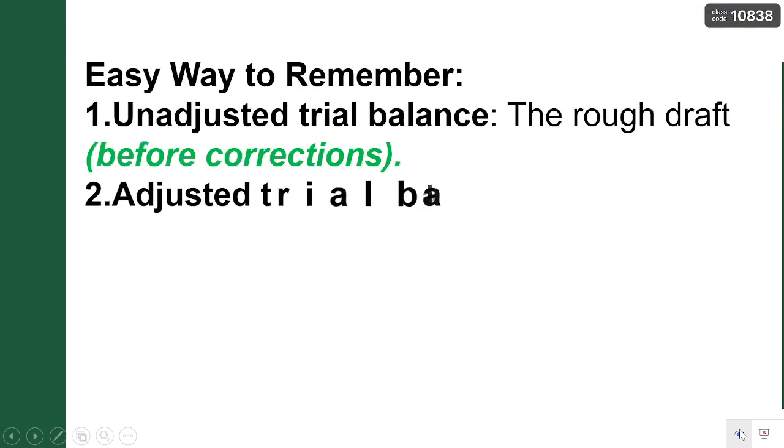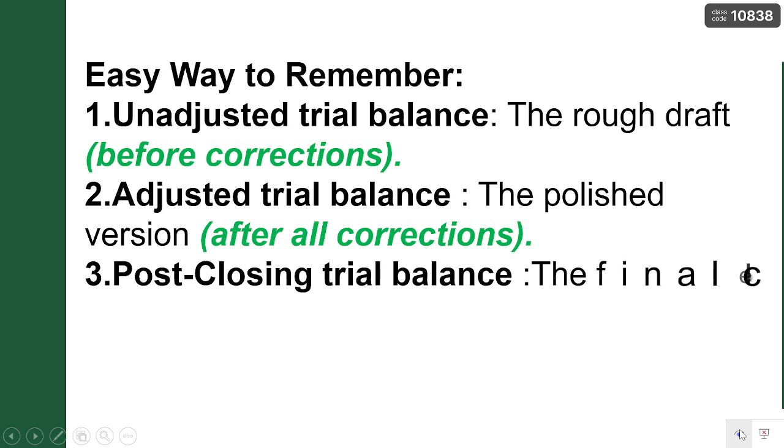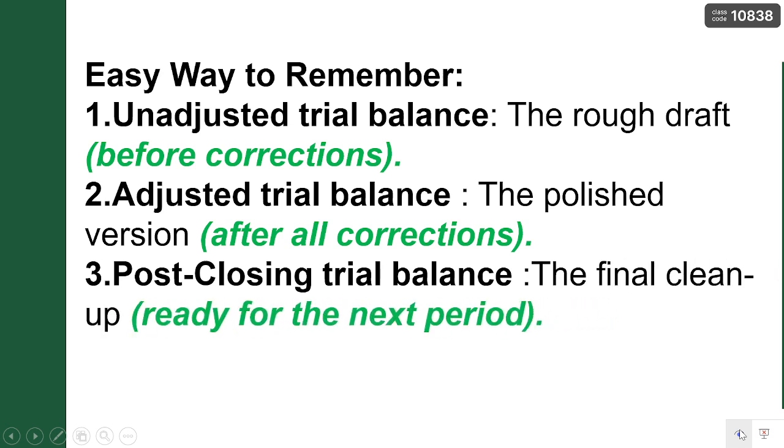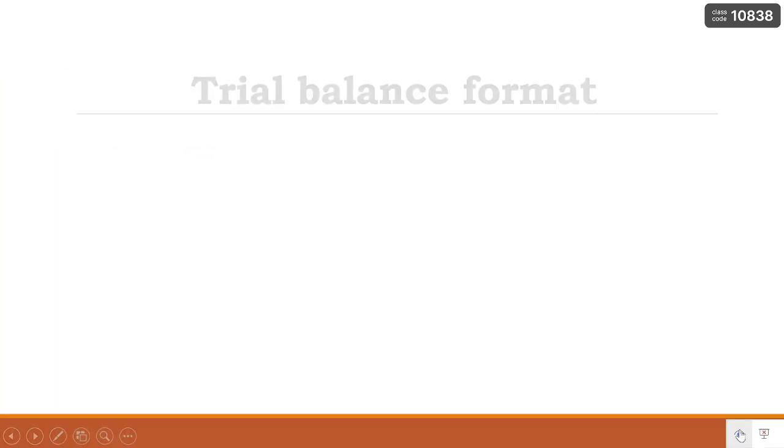Easy way to remember the three types of trial balance. We have the unadjusted trial balance: this is a rough draft and it is done before corrections. Adjusted trial balance: this is the polished version and it is done after all corrections. The post-closing is the final cleanup and ready for the next period.